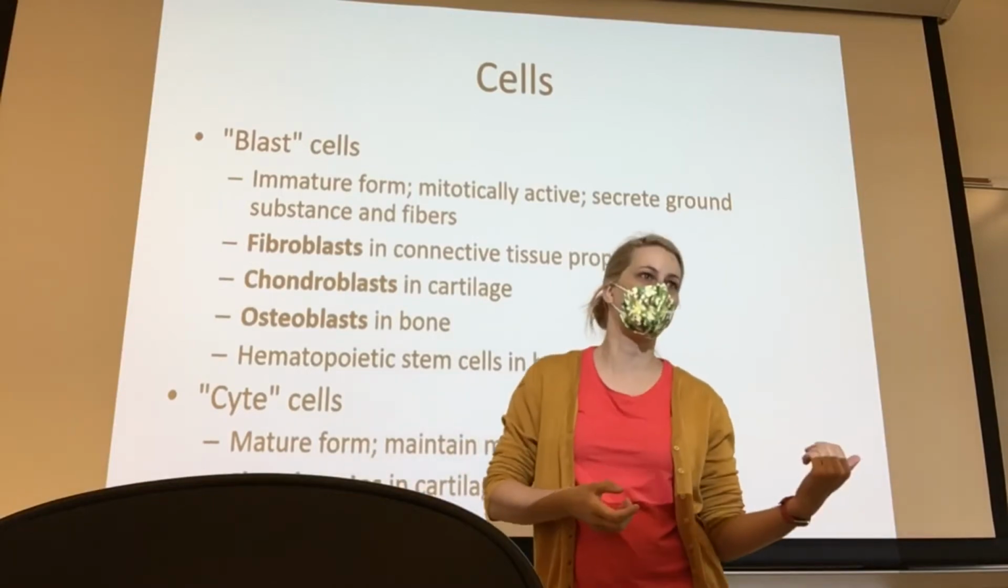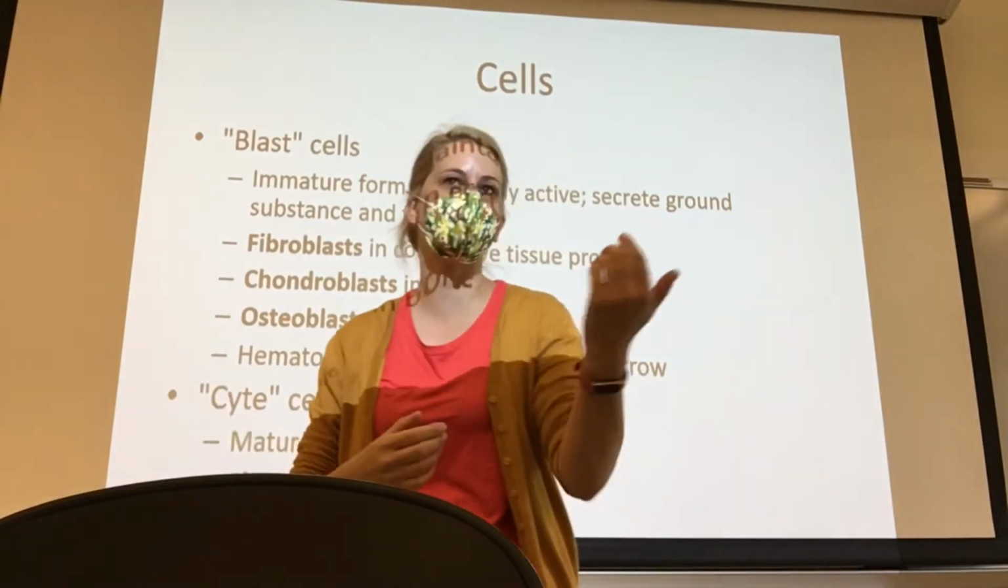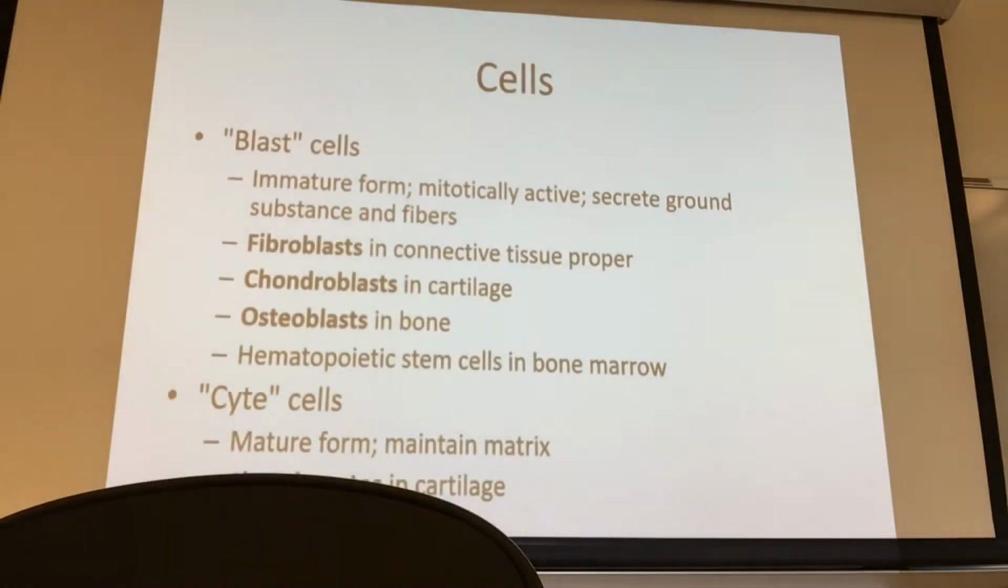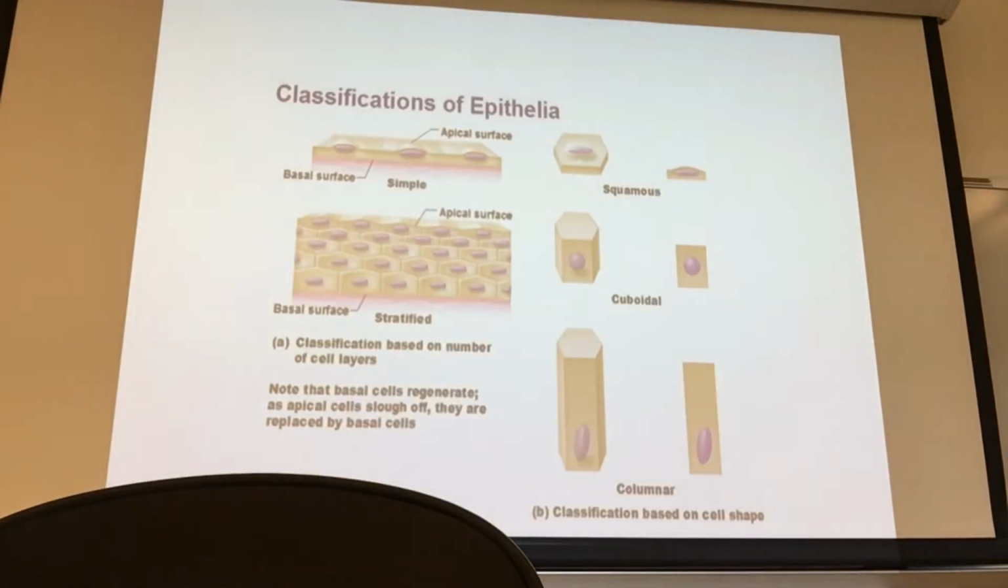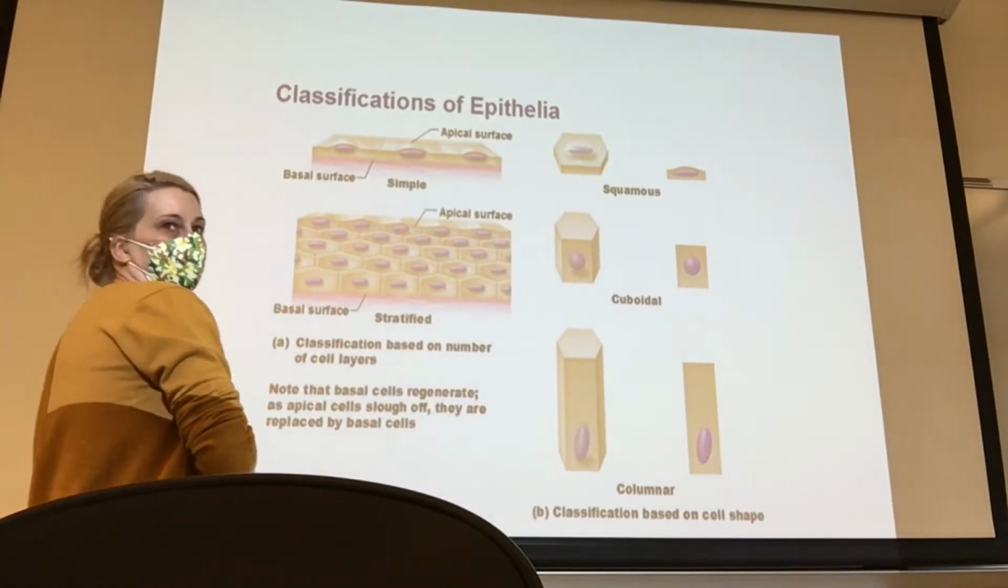Chondrocytes, right, you find them in cartilage. Osteocytes, you find those in bones, right? So that's where we look at those. So we're going to talk about, so we start with the epithelia.